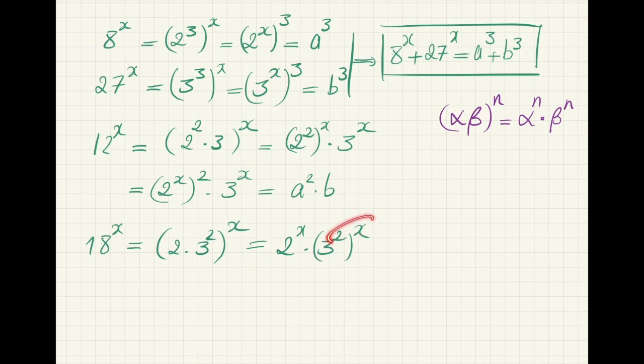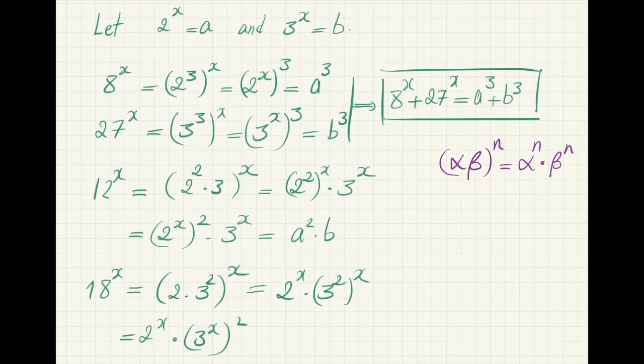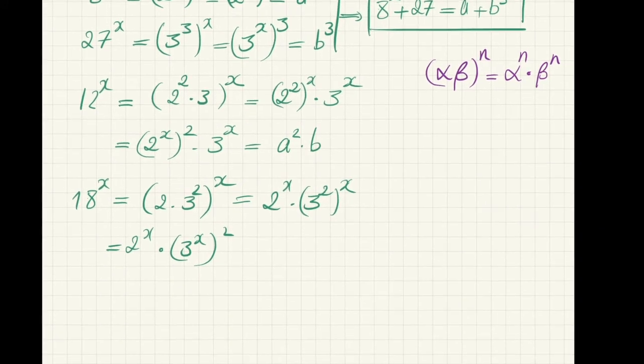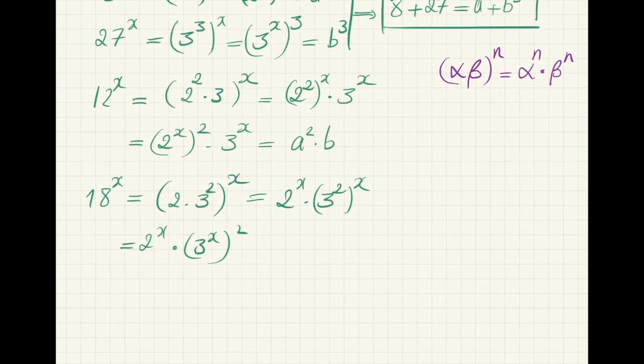Again, I can interchange the exponents, and I would write 2 to the power of x times 3 to the power of x to the power of 2. And then, you see, 2 to the power of x is a, 3 to the power of x is b, but I have b to the power of 2. So it's b to the power of 2.